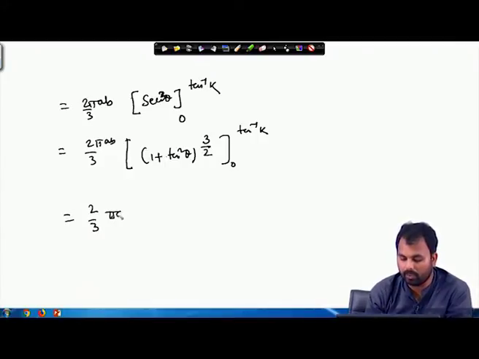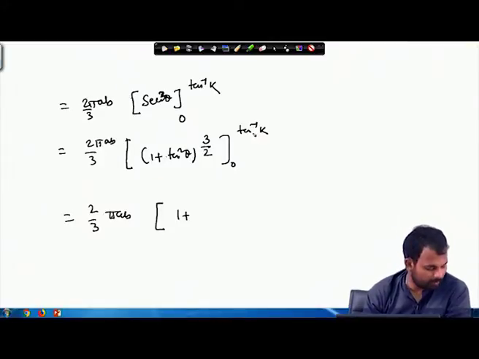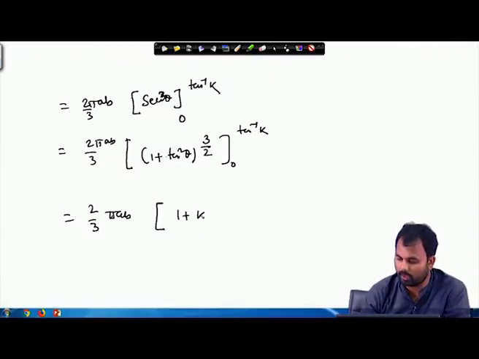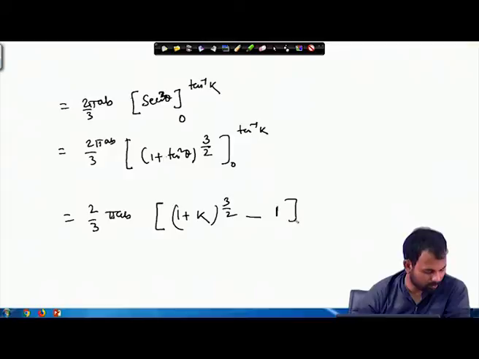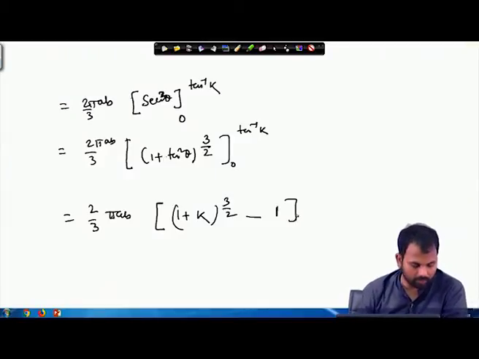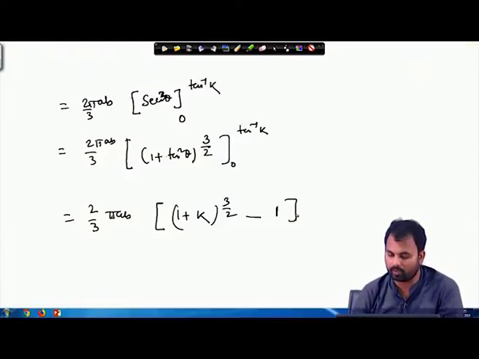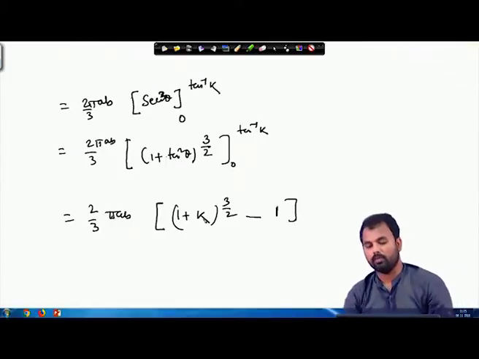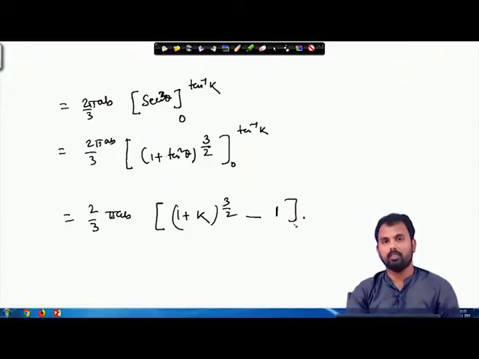So 2 by 3 pi ab, and if I substitute the value, then it will be 1 plus tan squared theta. So I am substituting theta equals to tan inverse k. So this can be written as 1 plus k whole to the power 3 by 2, and when theta is 0, then this whole thing is 0, so minus 1. So this will be our required answer. So 1 plus k whole to the power 3 by 2 minus 1. So this is what we needed to prove.